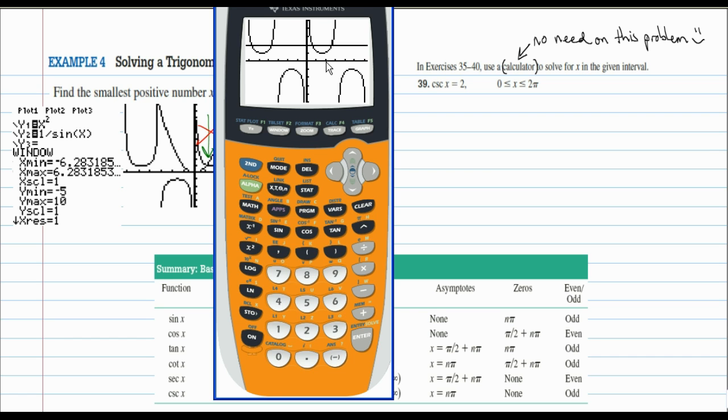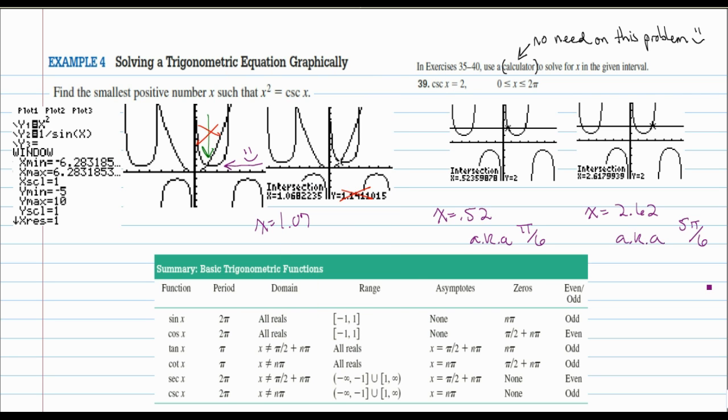So between 0 and 2 pi, I actually might have 2 different answers. And I know I have 2 different answers. So let's find those intersections. Second calc intersect. There are 2 angles who have a trig ratio cosecant of that angle would be positive 2. So my 2 intersection points I got were x equals 0.52 and x equals 2.62, which you know better as pi over 6 and 5 pi over 6, respectively.